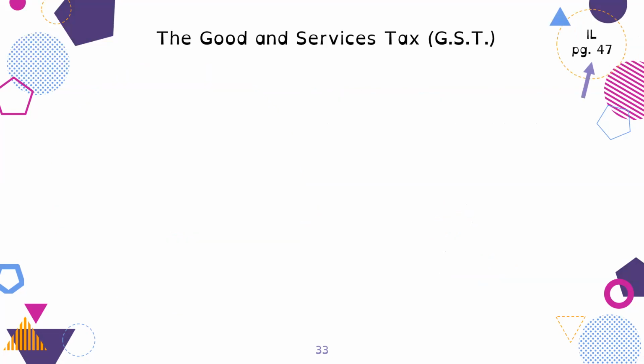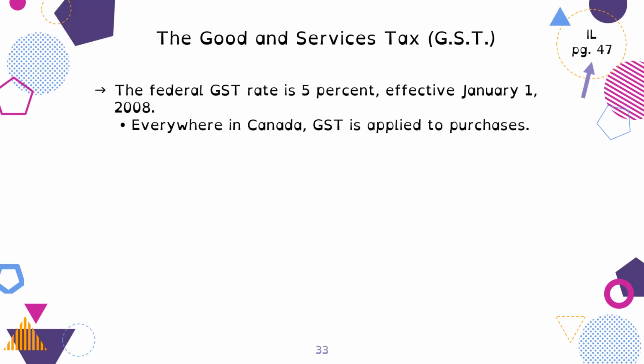Now we want to look at GST, goods and service taxes, and this is on page 47 of your IEL booklet. So this is 5% for GST, which is federal, which is across the whole nation, and this is effective as of January 1st, 2008. So everywhere in Canada, GST is applied to purchases. Some places it's combined with a harmonized sales tax.